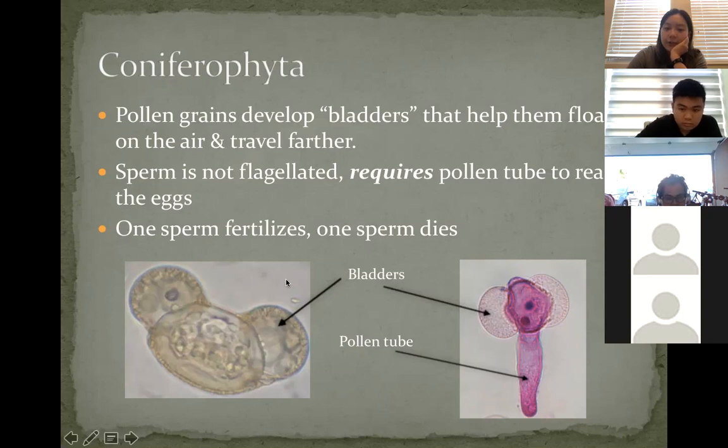But the immature male gametophyte over here on the left, I like to think of that as Mickey Mouse. Over here on the right, we have the mature male gametophyte. I like to think of that as a baby elephant. But they still have the bladders. And then the pollen tube or the elephant trunk is what it's going to actually inject itself into the archegonia.